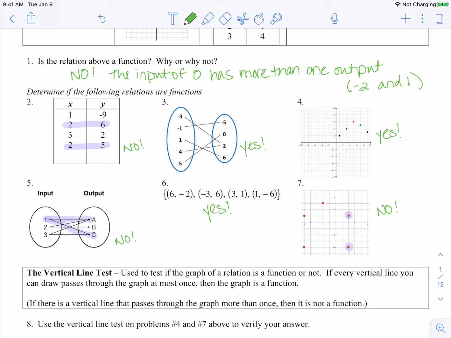So if we look at number 4, we can draw a vertical line through any one of those 5 points. You can see here, I can draw vertical lines. And in each case, they only touch 1 point, so that one is a function. For 7, if I draw the vertical line, I could draw it here at -5 or here at 2. And in both of those cases, we touch 2 points. So this one is not a function, as we had.